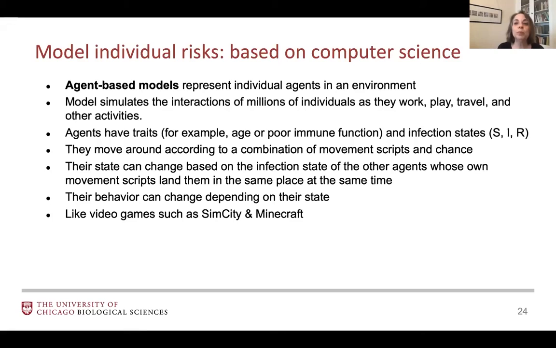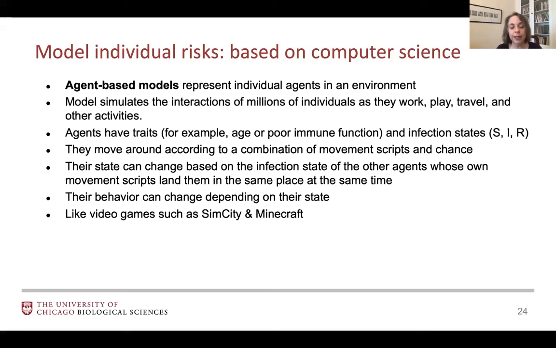Each agent has traits. For example, they could be different ages, or they could have health states like poor immune function. And those could actually influence how long they stayed sick or what their chance of death was, or whether their infection was symptomatic or not. And then they have our familiar infection states of being susceptible, infected, or recovered. The little agents move around according to a combination of movement scripts and chance. Their state can change based on the infection state of the other agents whose own movement scripts land them in the same place at the same time. And then their behavior can change in reaction to their state.